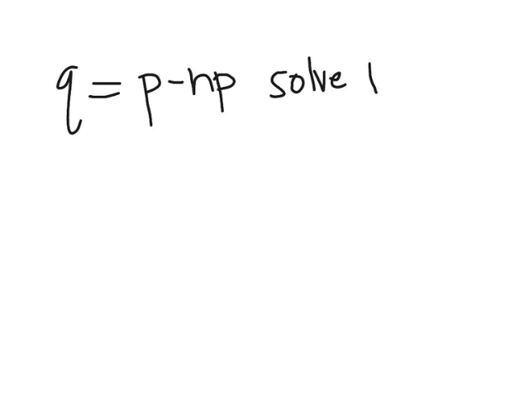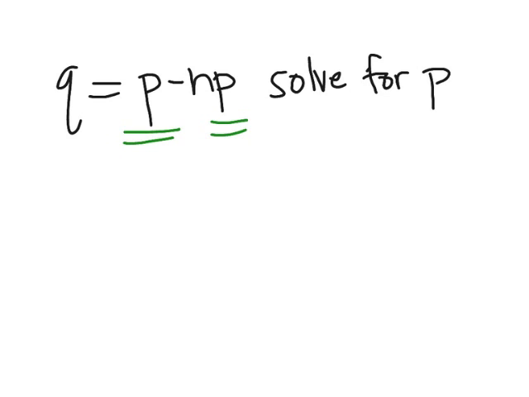Alright, last problem. Let's say you have Q equals P minus nP. And this time we want to solve for P. Alright, once again, this equation is solved for Q. What we want to do is solve for P. Now this one's a little different. And what's different about this one compared to the previous one, P shows up more than once. So what you need to do when P shows up more than once is you need to factor.